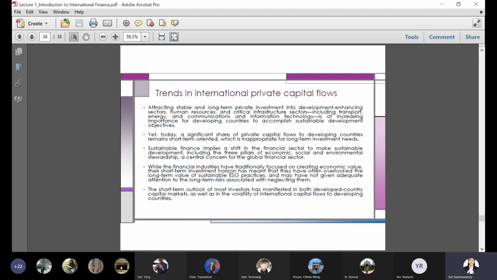including the three pillars, economic, social, and environmental, which play a central concern in the global financial sectors. Before, we relied on foreign direct investment, but now there is also a shift in financing, where we hope the financial sectors will provide financing in a more sustainable way for the economy, for society, and for the environment as well.